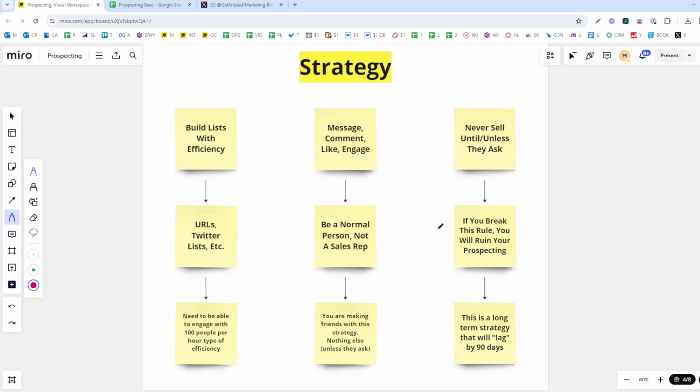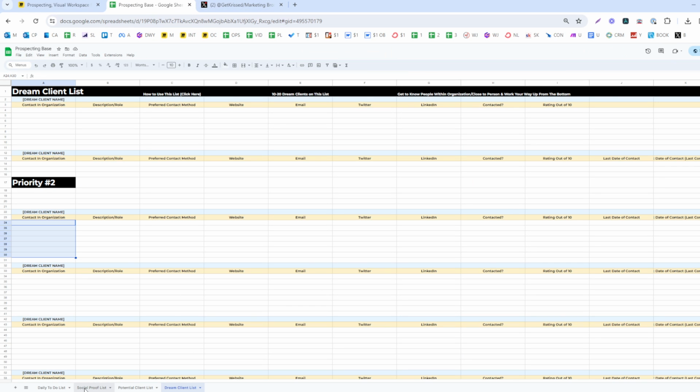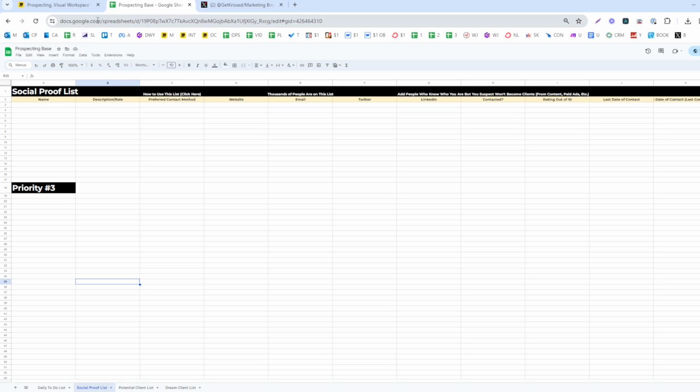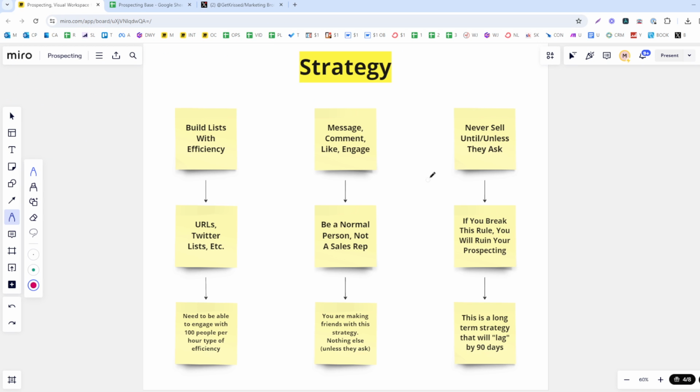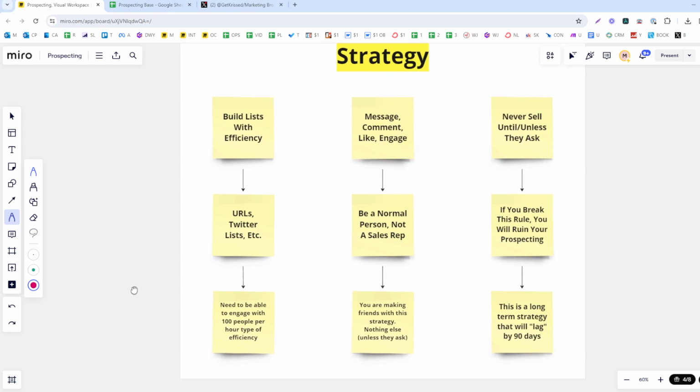The magic words are, so what do you do, or how can you help me? As soon as you hear or read those words, you can start selling. But if you never hear those words, you never sell. And then these people just essentially become part of your social proof list. And that's just fine. We don't need to cry about it or anything. This is a long-term strategy that will lag about 90 days. So for everything you do today, you're probably not going to see any results for about 90 days into the future. That's just another thing we're going to have to live with. That's why it's so important to do this permanently, as opposed to temporarily, or giving up after a week if we're not seeing any results.